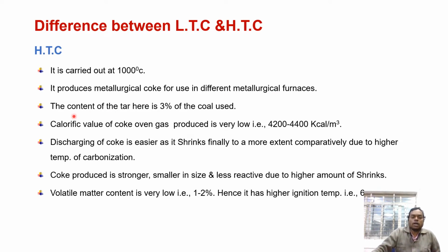Then the content of the tar here is 3% of the coal used. Then the calorific value of coke oven gas produced is very low, that is 4,200 to 4,400 kilocalorie per meter cube. Then discharging of coke is easier here as it shrinks to a greater extent comparatively, due to higher temperature of carbonization.